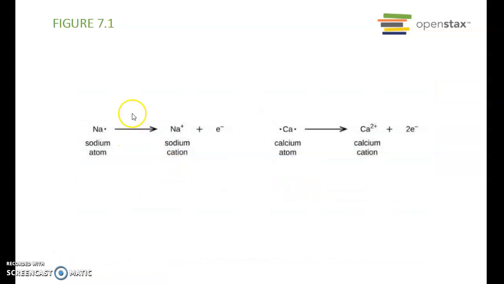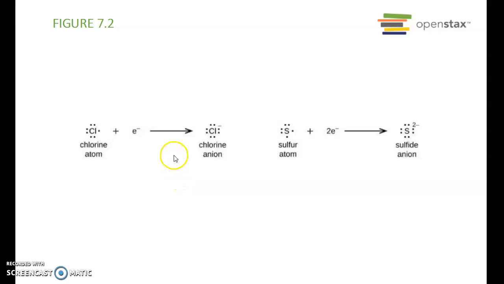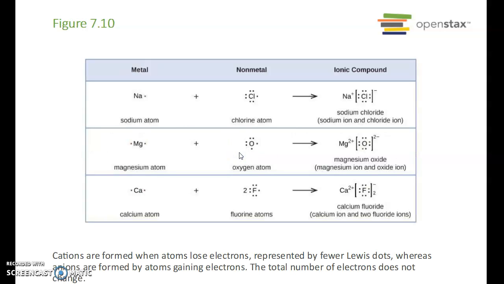So here is an example where you've got sodium forming a sodium ion with 1 electron left over. Calcium forming a calcium ion with 2 electrons left over. Again, this is ionic. Then you have the chlorine ion formed here, sulfur ion formed here. Sodium and chlorine become sodium chloride here. Magnesium and oxygen become magnesium oxide. Calcium and fluorine become calcium fluoride. These last 3 were examples of the anions and cations using the Lewis dot type of structure. And we'll stop there and go on then to the next section.